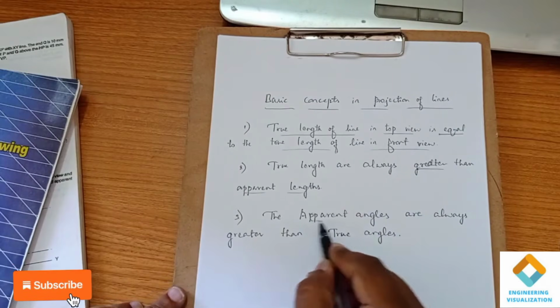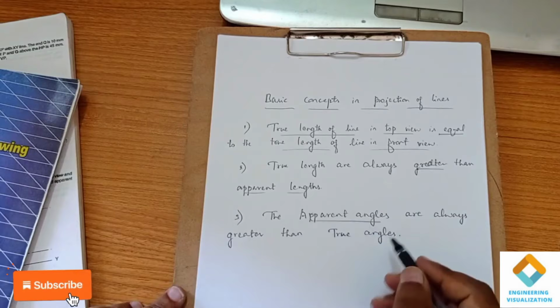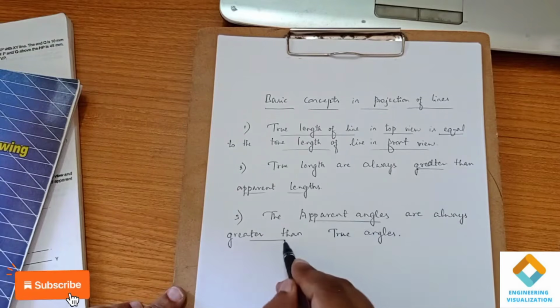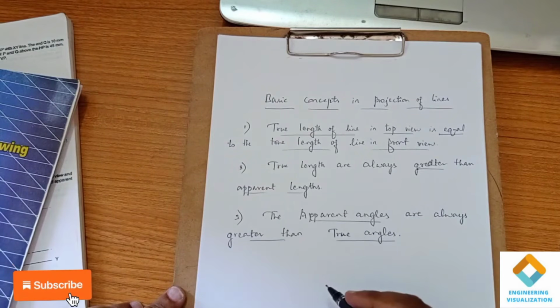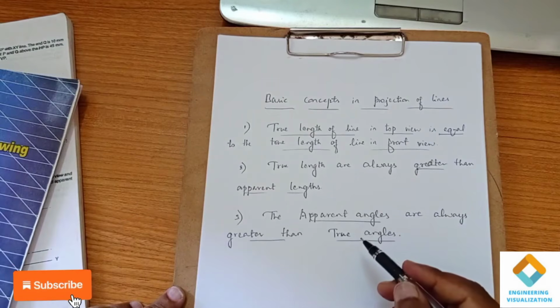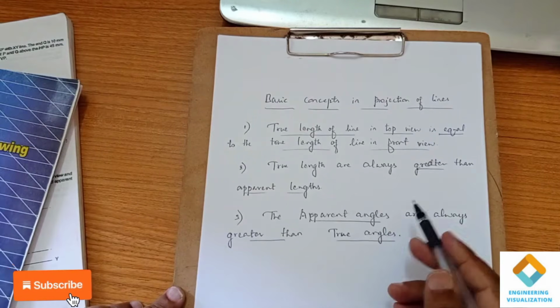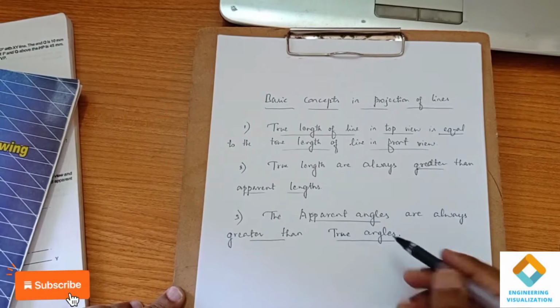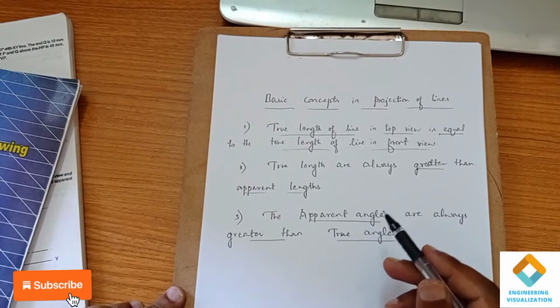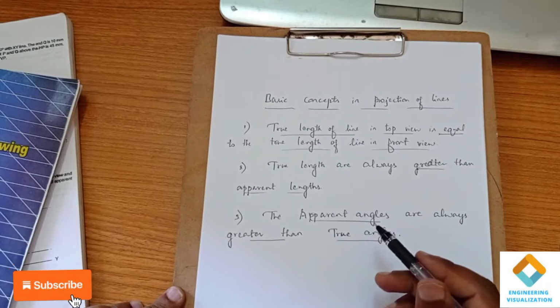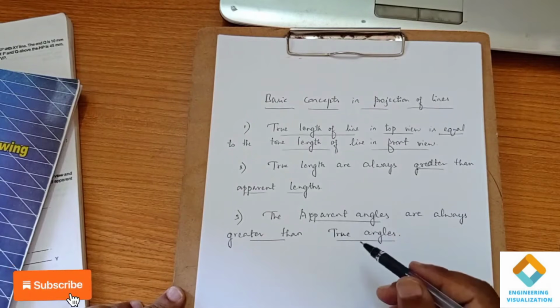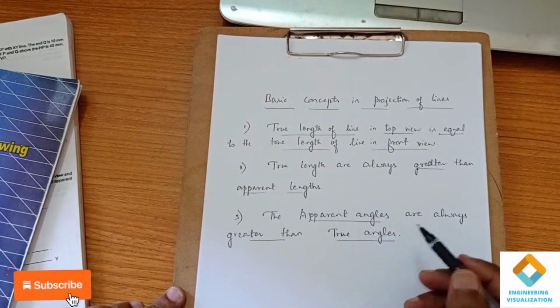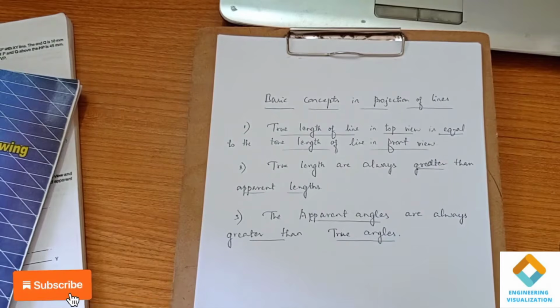Apparent angles, which we find out, are always greater than the true angles. This is one of the differences. So when we are solving the problem, we should make sure the true lengths are always greater than the apparent lengths, and apparent angles are always greater than the true angles. The true length in top view and in front view is always the same. Say the true length is given as 80 mm in front view, and in the top view also the true length is exactly 80 mm. So those are the basic concepts in projection of lines.